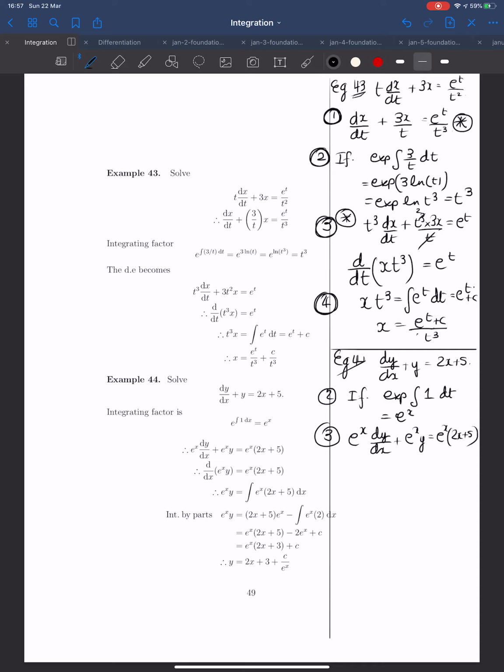Okay, and see that this is a product rule. y e to the x. Quick check. First times derivative of second is that one. Second times derivative of first is that one there. Yeah, so we're okay. e to the x, 2x plus 5.